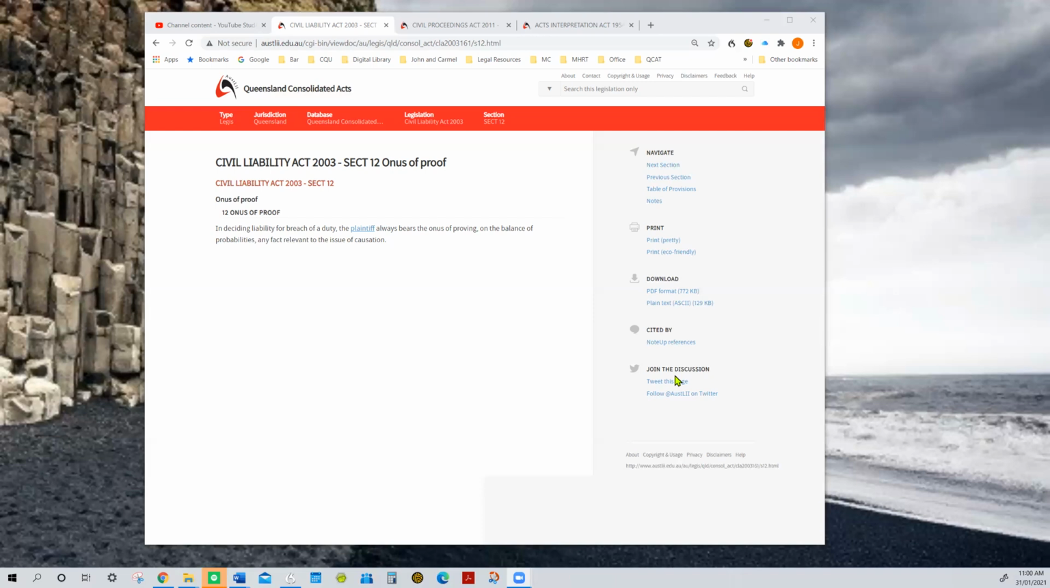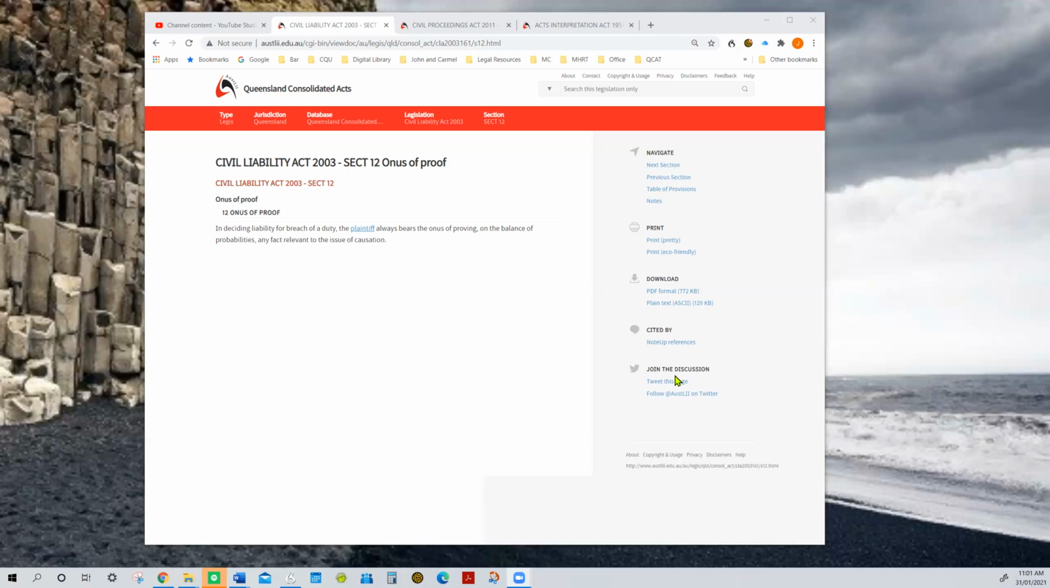Balance of probabilities is something usually associated with civil law, and beyond reasonable doubt is something that's usually associated with criminal law. And even though this section talks about onus of proof, when we come to read it, you'll see that it actually goes into dealing with standard of proof. And there's a phrase there on the balance of probabilities that really talks about standard of proof. So perhaps the people that prepared the legislation could have called it onus and standard of proof in civil disputes.